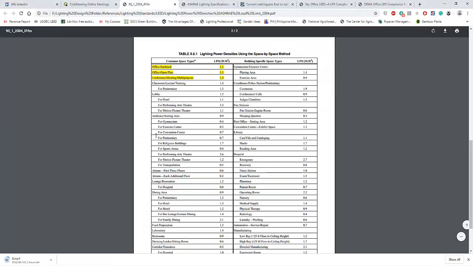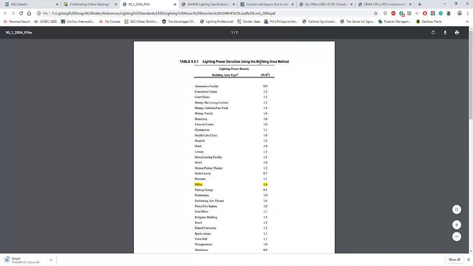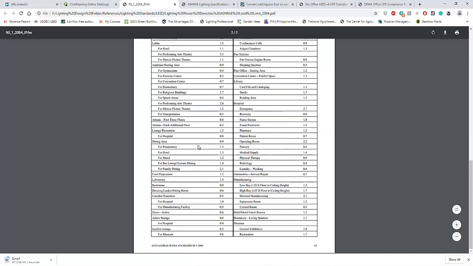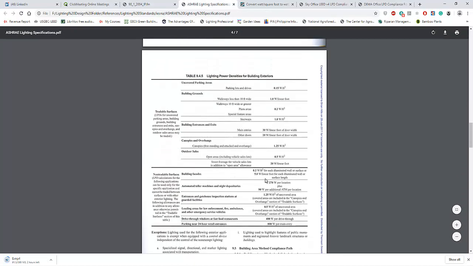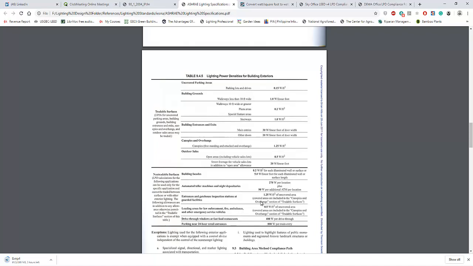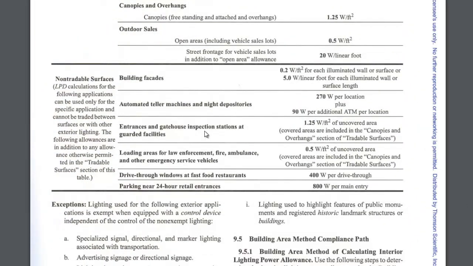So from ASHRAE, there is the space by space method to get the LPD, or the building area method. This is for the interior, and this is for the exterior. Based on the ASHRAE 2009, I think, you have 0.2 watt per square foot. That is the maximum requirement for each illuminated wall or surface on the facade.